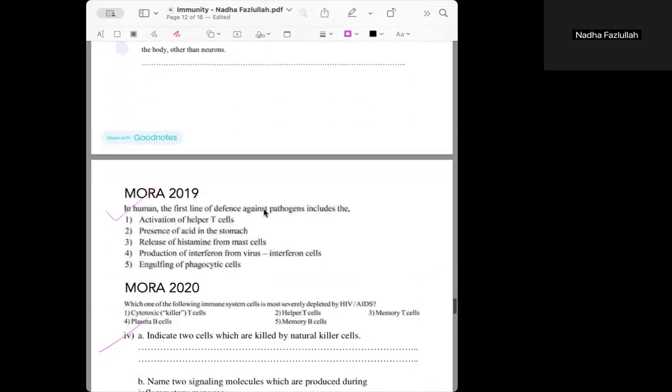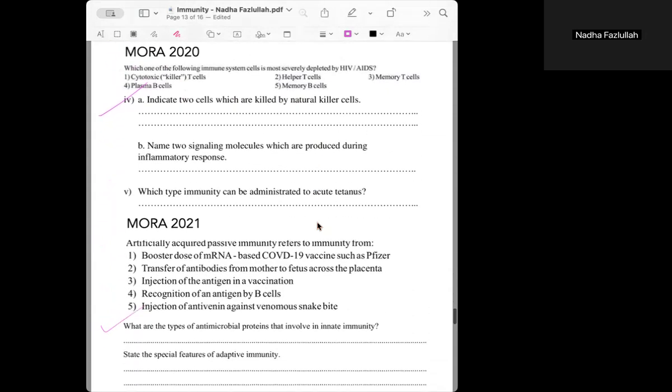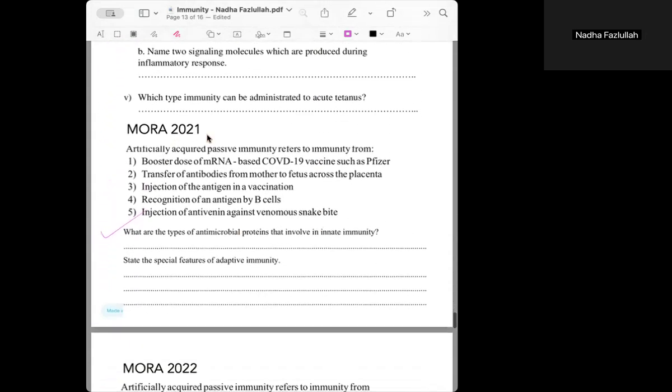Then come to the next page, Moratuwa papers. You can do the first question from 2019. You can do the MCQ. 2020, you can do the structured essay. The two cells which can be killed by natural killer cells. You can do that, mark that. And then come down in 2021, you have the types of antimicrobial protein.